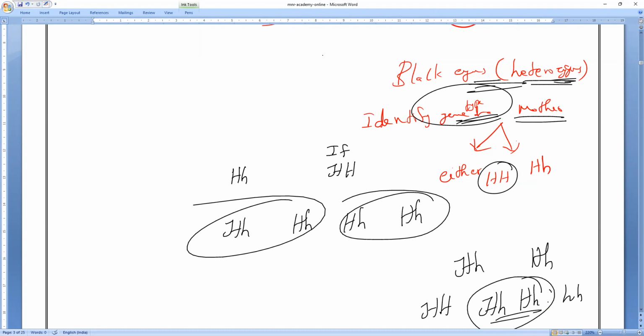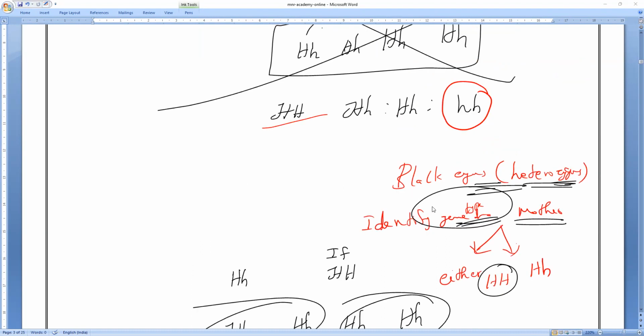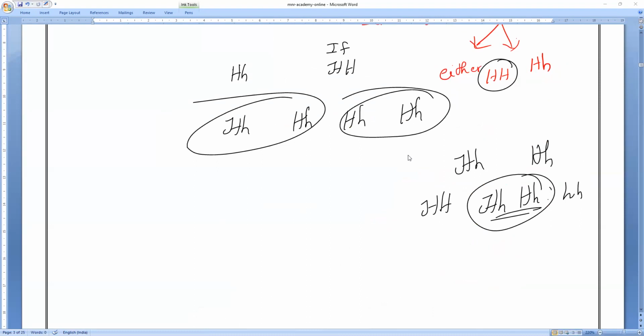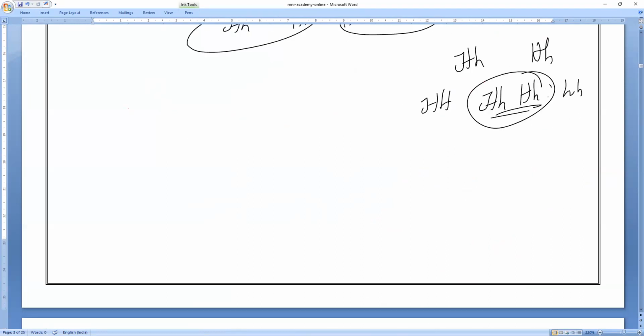Clear? Yes, sir. So, based upon the question, you have to be very careful. Sometimes multiple genotypes will come. So you have to write all the possible genotypes, because in the question also they will specify, write all the possible genotypes. Then you must write all the possible genotypes. That is what you have to remember.